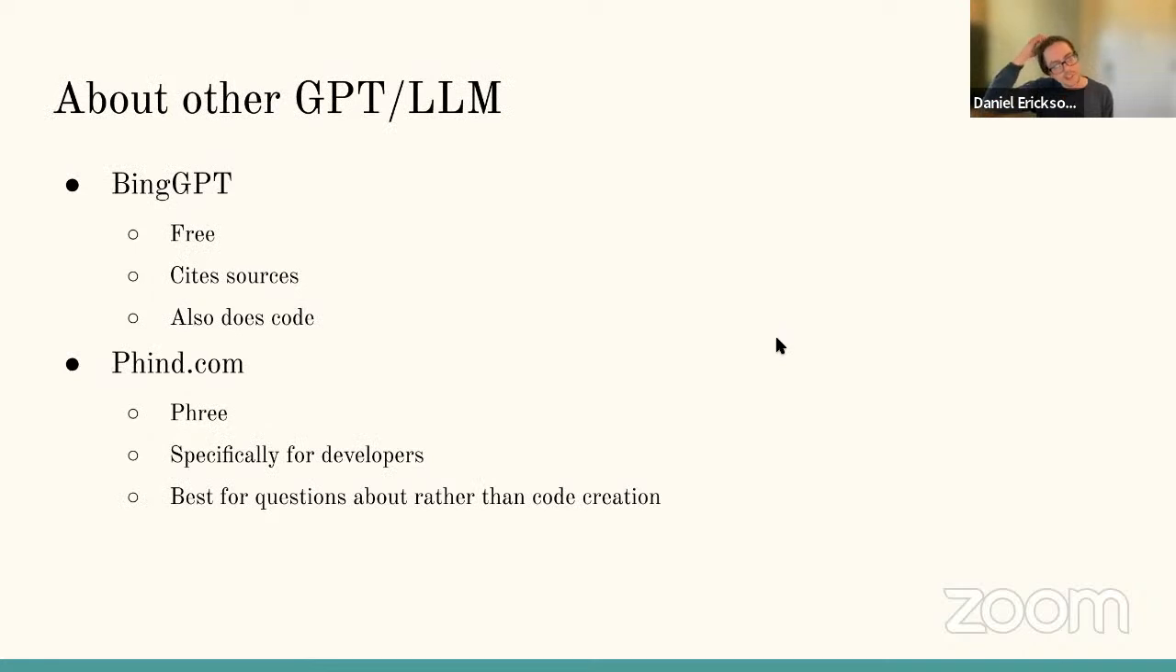Then finally, I guess some other GPT or large language models to note. Bing GPT is pretty nice. It's free. It cites sources, so I actually prefer to use it when brainstorming stuff because it will point me towards something that I can verify actually says that. And it also does code quite well. So I do recommend using that if you want, especially for the sources aspect. And then the last one, I'm going to call it find.com. It's also free, and it's specifically for developers. It's best for asking questions rather than code creation itself.